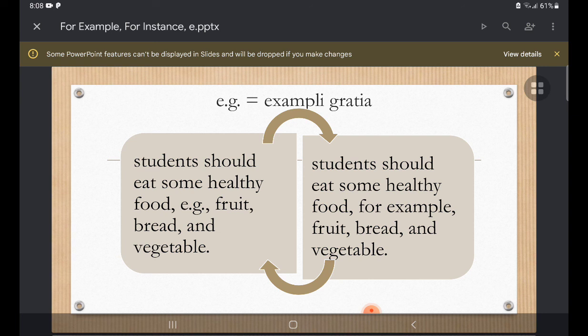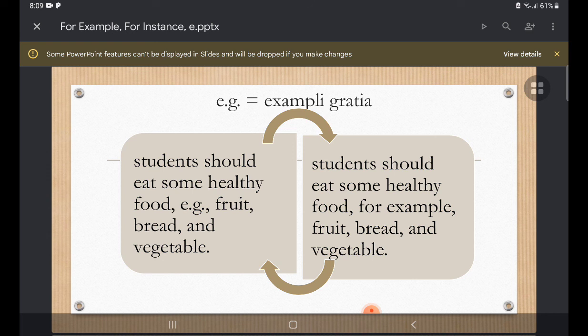For example, exempli gratia. Exempli gratia, we mostly see this phrase when we read a book or article, etc. For example, students should eat some healthy food, e.g. fruit, bread, and vegetables. As we know, for example, for instance, and e.g. have the same meaning. It just mentions some of the category of the sentence before.